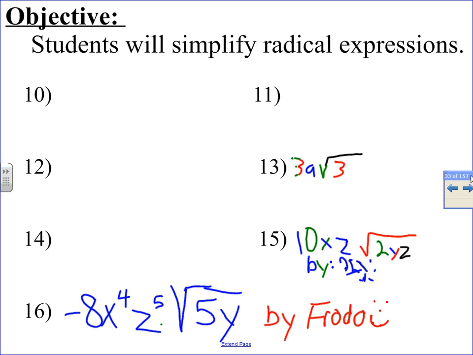11. Annalise, what's the square root of 196? Good, 14. Jeremy, what's the square root of 225? Good. Adam, what's the square root of 361?